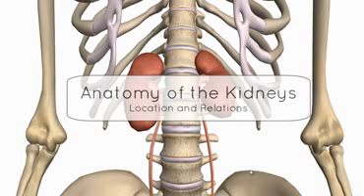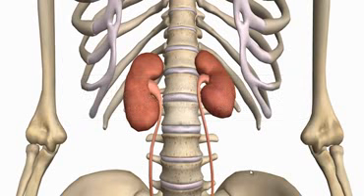In this tutorial I'm going to talk about the relations of the kidneys, so its location in relation to other structures in the abdomen, and I'll talk about some of the external features of the kidneys. In another tutorial I'll talk about the internal structure of the kidneys.